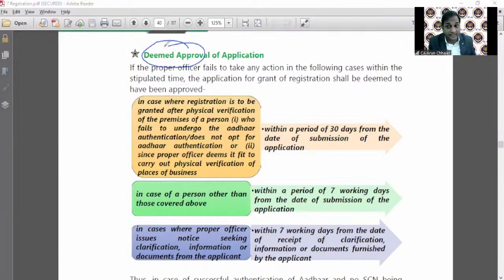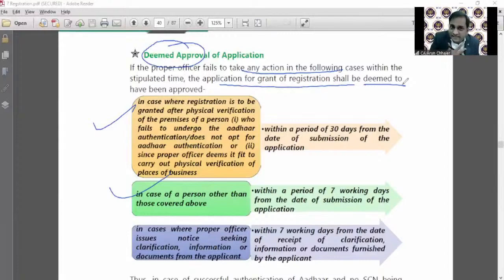Is the logic clear to all? The logic is, if the proper officer fails to take any action in the following case, then the application would be deemed to be approved. It means automatic approval. There is no requirement. What is the time limit to approve the application? Application of what? GST application. Say Mr. A would like to take GST registration. He has applied on the GST portal. What is the time limit within which the officer has to approve?